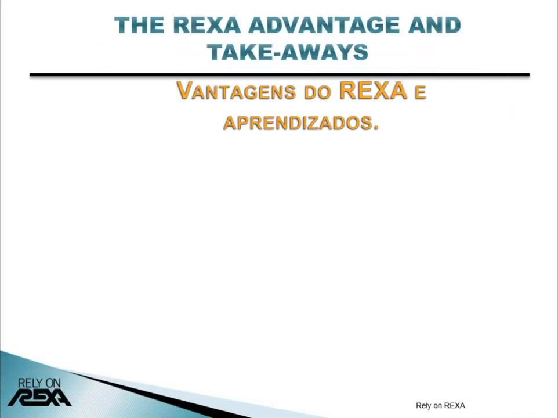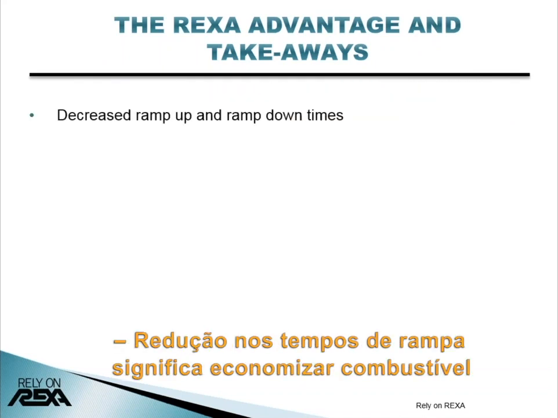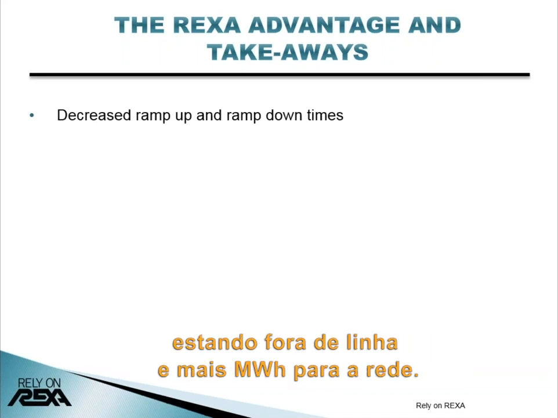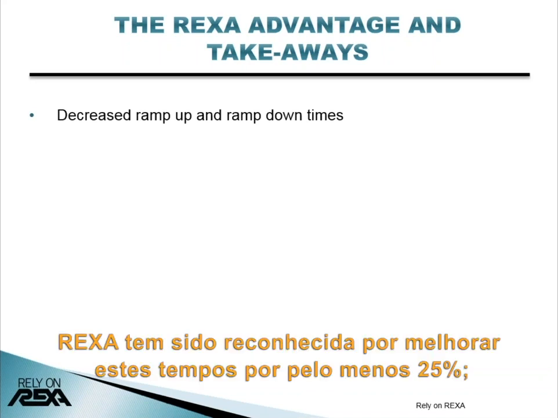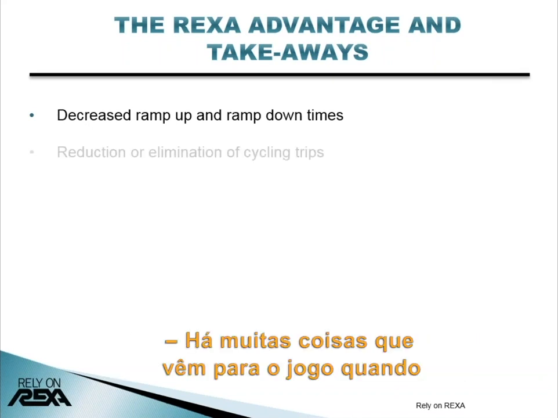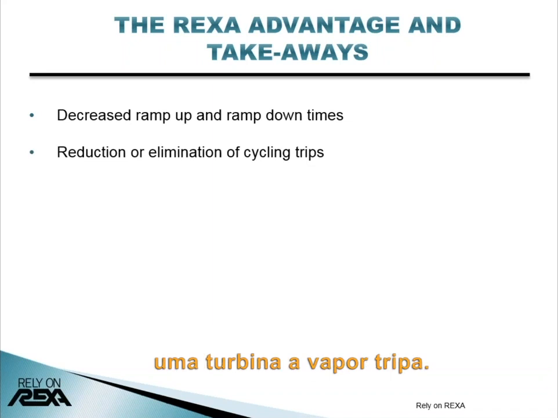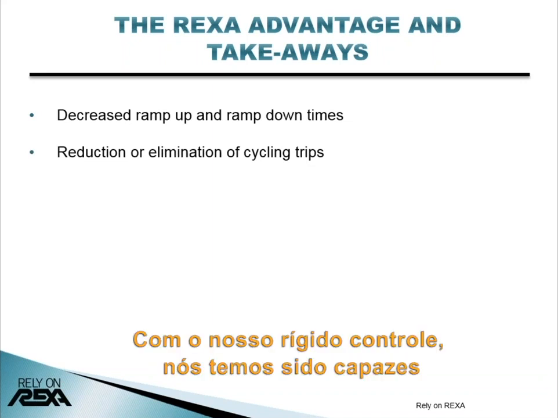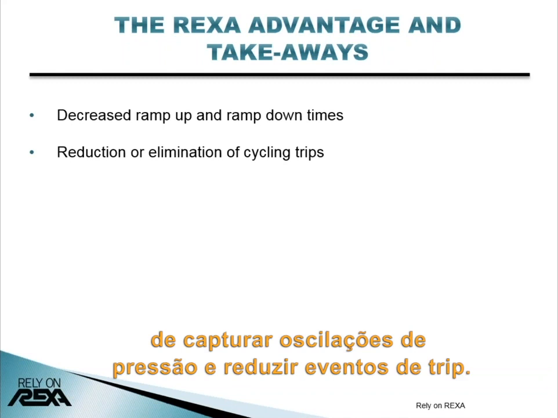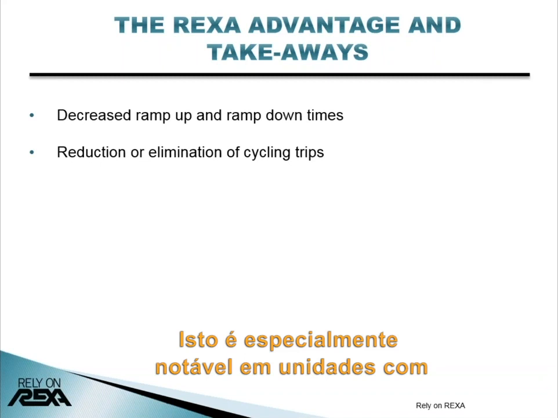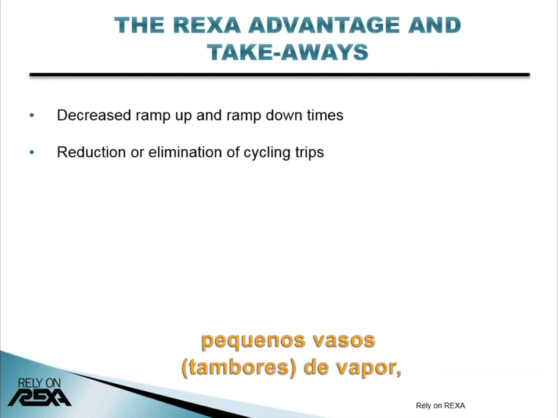The REXA advantage and key takeaways. Let's face it, decreasing ramp times means offline fuel savings and more megawatt hours to the grid. REXA has been known to improve these times by as much as 25%. There are many things that come into play when a steam turbine trips. With our tight control, we have been able to catch those pressure swings and alleviate trip events. This is especially noticeable in units with small steam drums.